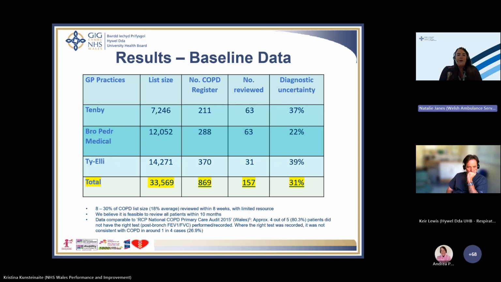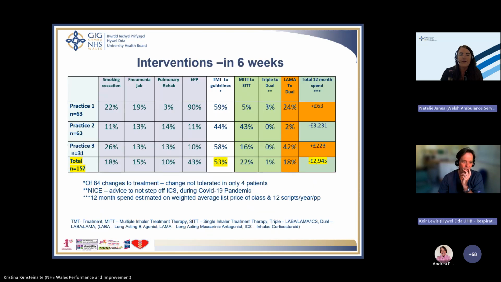So this is the number of practices. There were 3 practices, and this baseline data shows the list size, the number of COPD patients registered, and the number of patients reviewed. Out of those patients, 157 were reviewed, but 31% of these patients had uncertainty in relation to their diagnostic history.